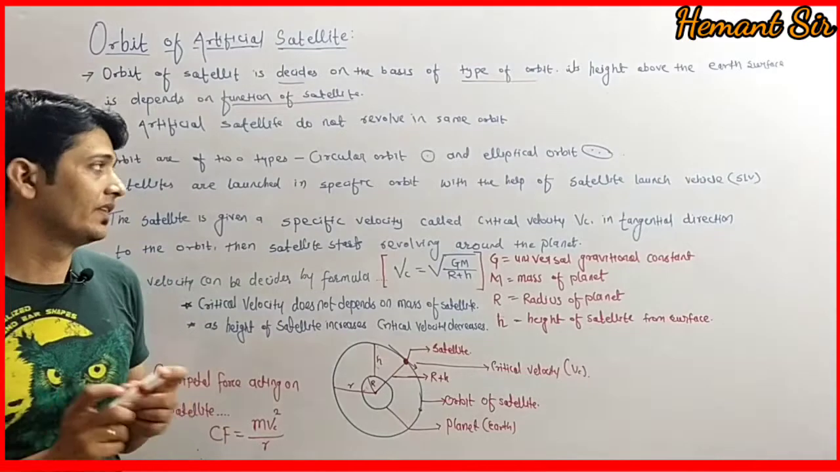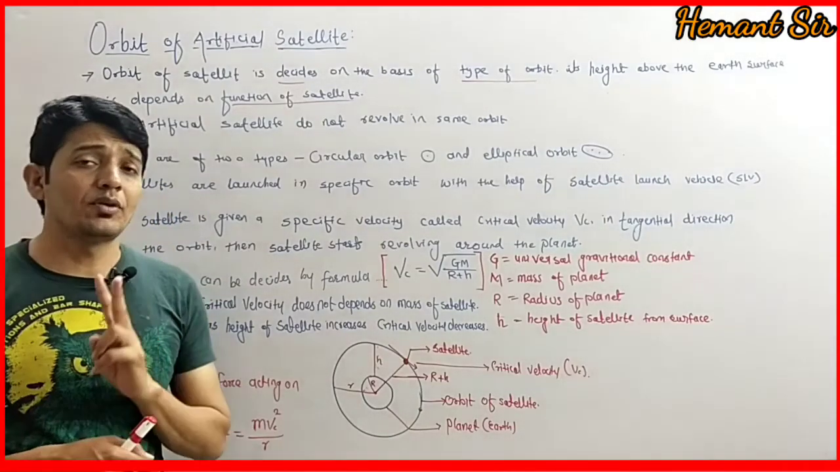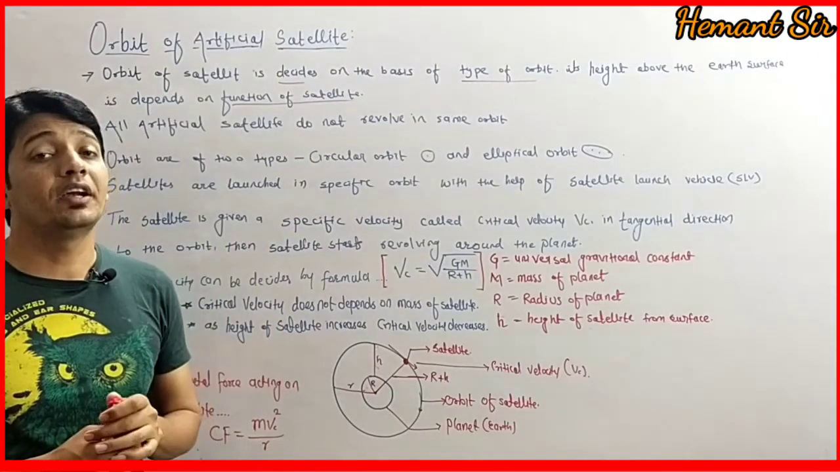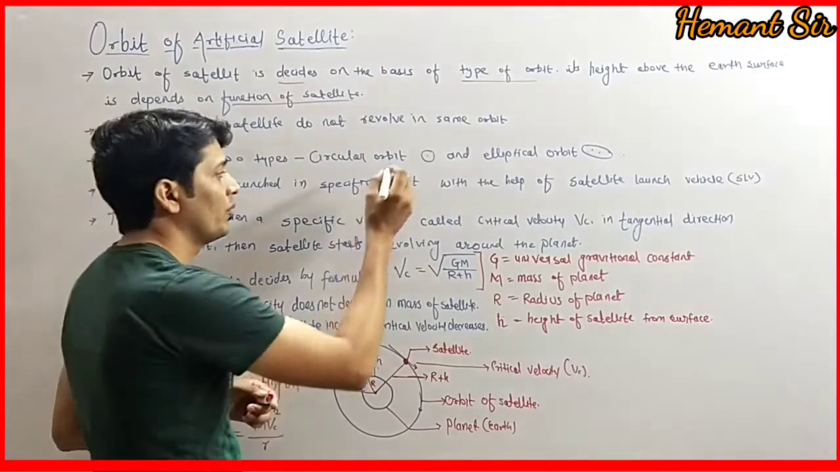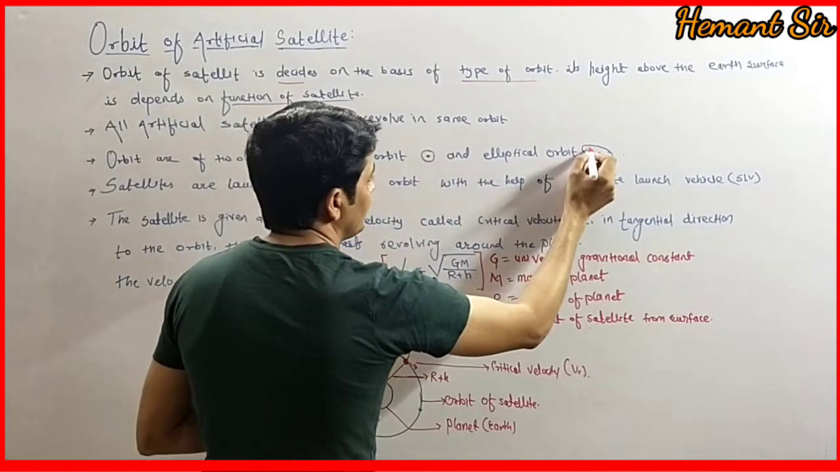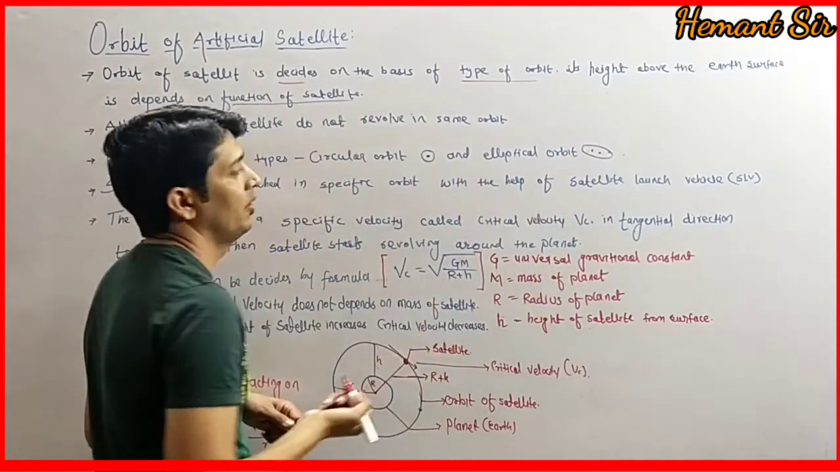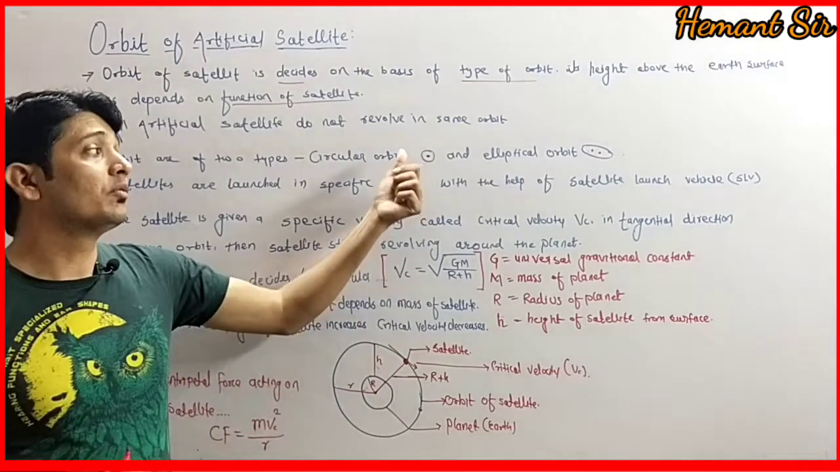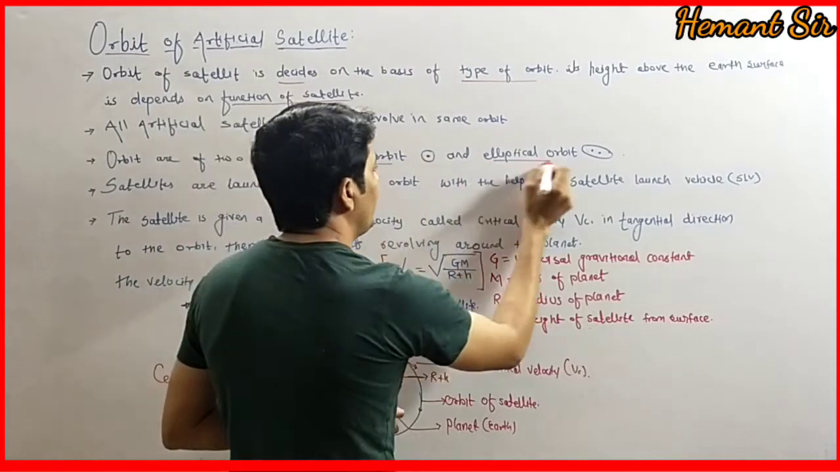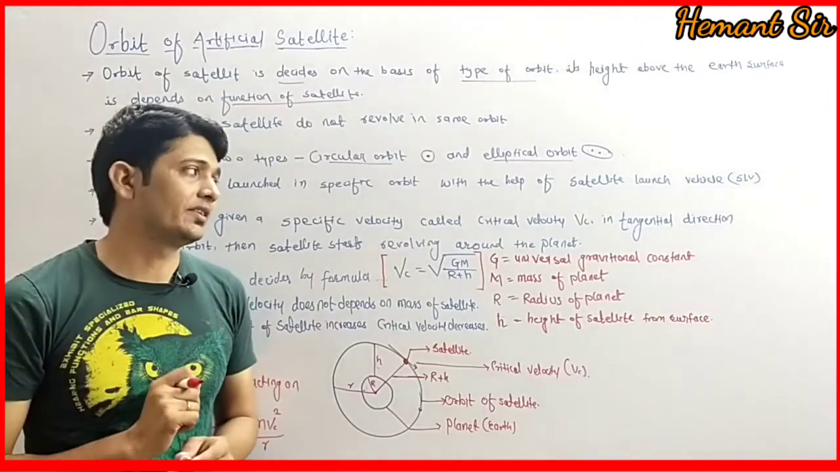Next, there are two types of orbit. One is the circular orbit and the other is the elliptical orbit. Okay, so in a circular orbit, the earth is at the center, and in an elliptical path, the earth is at one of the two foci of the elliptical path. So a satellite can revolve in a circular orbit or an elliptical orbit. It is again decided by the function of the satellite.